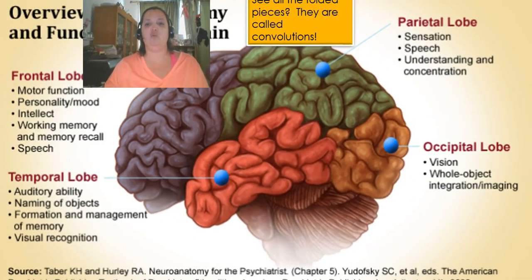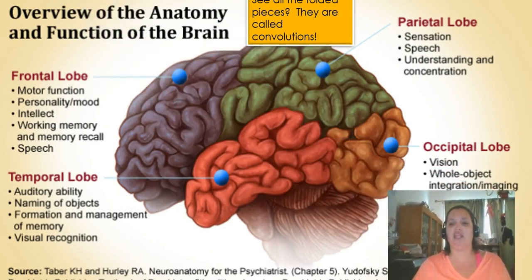And then our lobes, the lobes of our brain. The frontal lobe, as I mentioned, has to do with voluntary motor function, but also personality, mood, recalling things. This is all frontal lobe jobs. Our temporal lobes, which are down here by our ears, have to do with hearing. What can we hear? Our auditory ability. They are involved in things like the formation and management of memory, insofar as you're getting that information from your ears into your hippocampus.